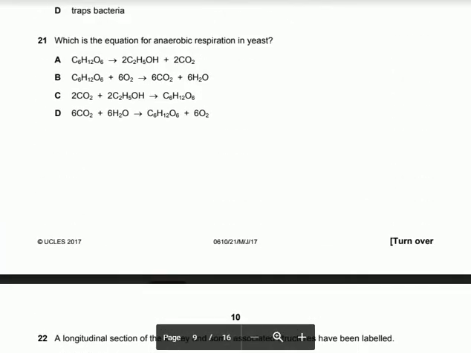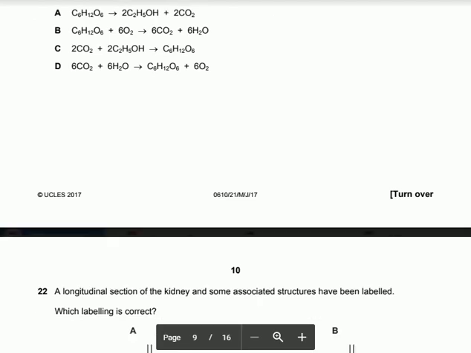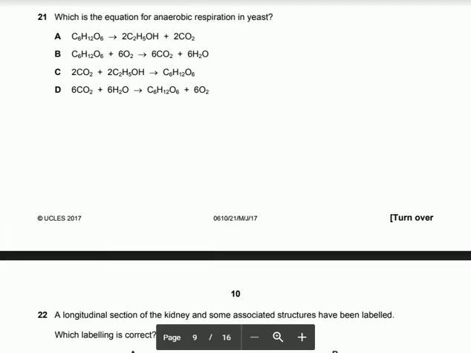Okay, that was bad. Okay, so anaerobic respiration, ethanol is formed. So it's definitely A. The formula of ethanol is C2H5OH. And if you balance the equation, it's 2 times C2H5OH plus 2 times CO2. You can balance this yourself if you're not so sure. But always remember, in anaerobic respiration in yeast, ethanol is formed.